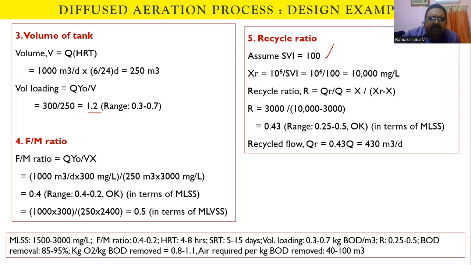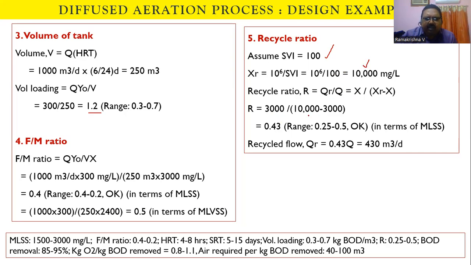So the solids concentration, the recycled sludge concentration, is given as 10 to the power of 6 divided by SVI, which is equal to 10,000 milligram per liter. The recycle ratio is written as QR by Q, which can also be written as X by XR minus X. So here MLSS, remember always MLSS is represented as X, MLVSS as XV in this example.